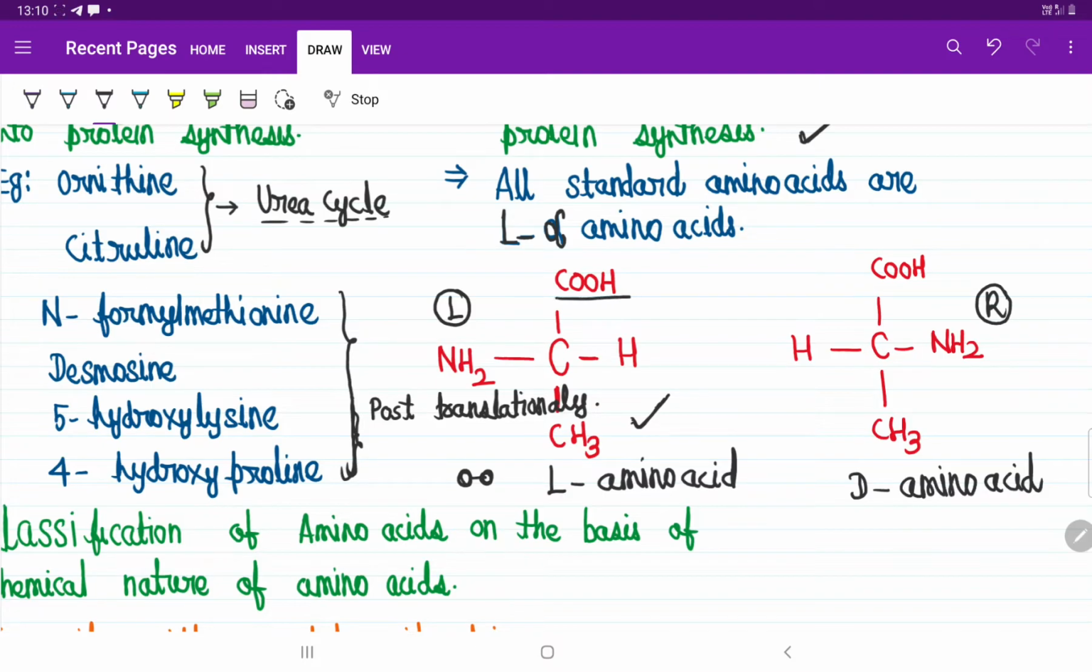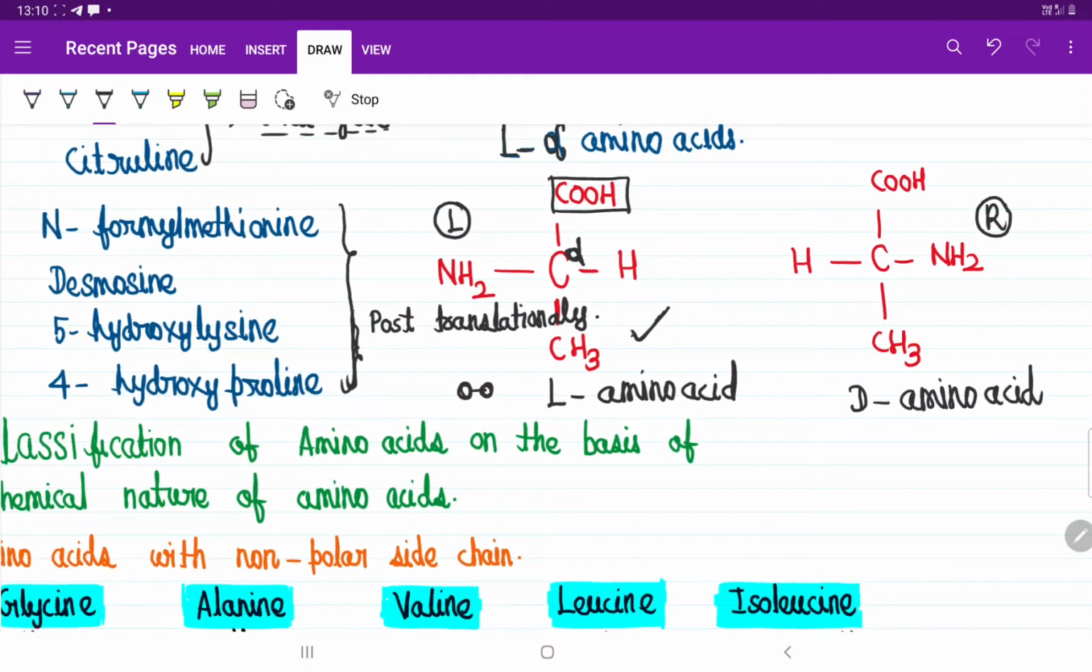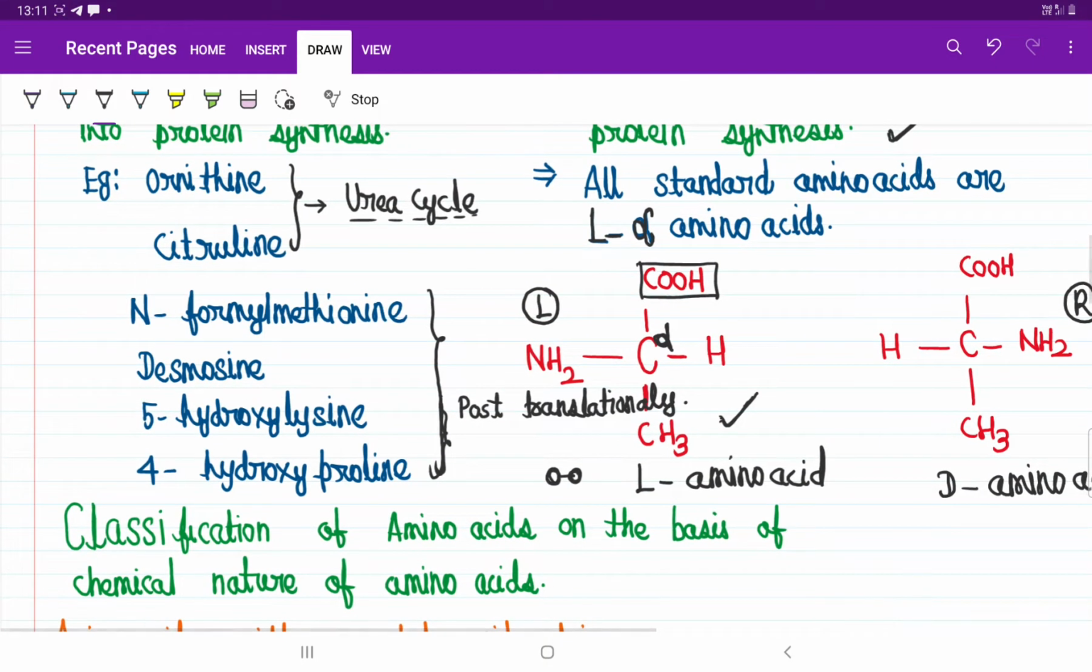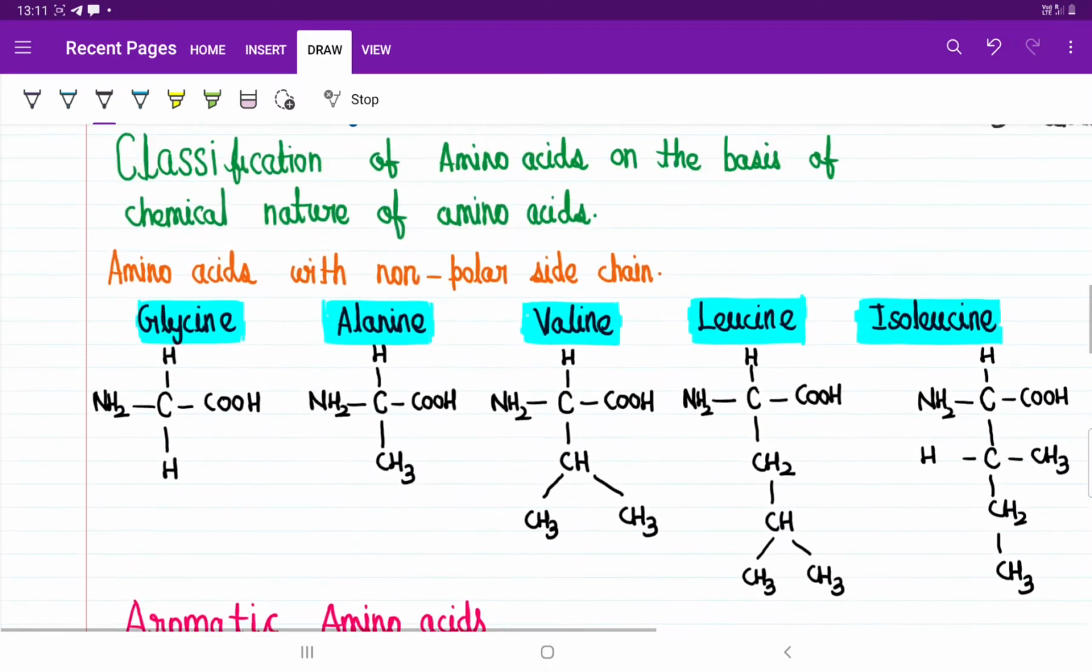This is the carboxylic acid group, and on this carbon, our alpha carbon, the amino group is present. That's why we call it alpha amino acid, right? Now what are those 22 standard amino acids? Let's see, it's very interesting.